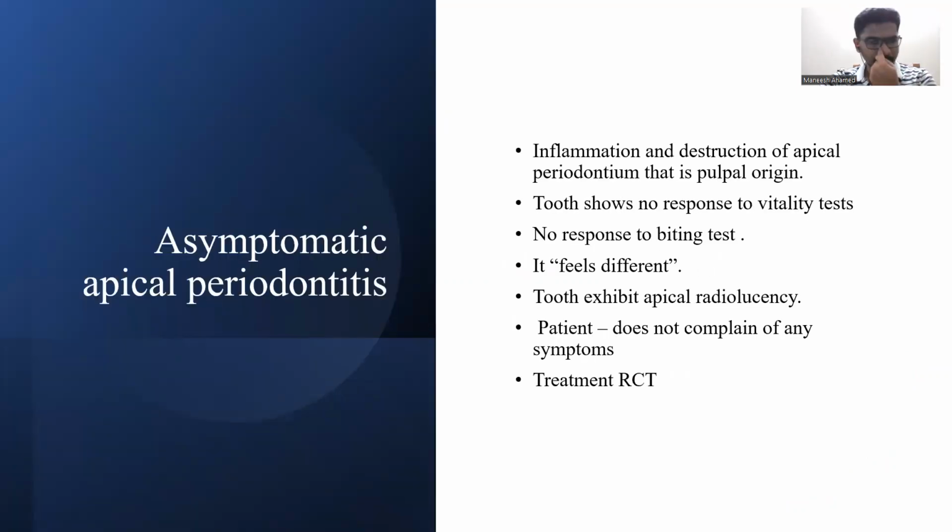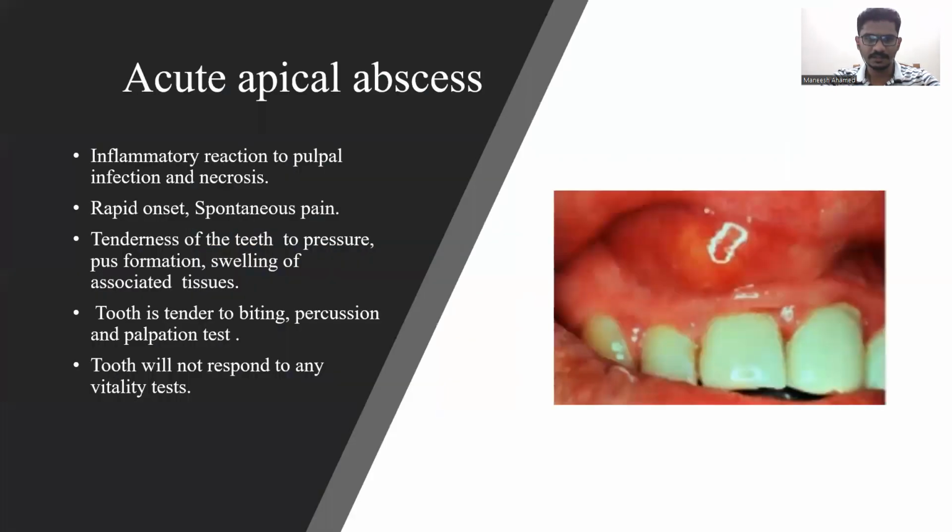In the case of asymptomatic apical periodontitis, in contrast with symptomatic, there is inflammation and destruction of the apical periodontium of pulpal origin. The tooth shows no response to the vitality test and no response to the biting test. It may feel different, however that may be the only symptom reported by the patient. The tooth exhibits apical radiolucency. The patient does not complain of any symptoms. The treatment is also endodontic treatment. So the main difference is that there are periapical changes, but the patient is not having pain. The only complaint the patient might have is that the tooth feels different.